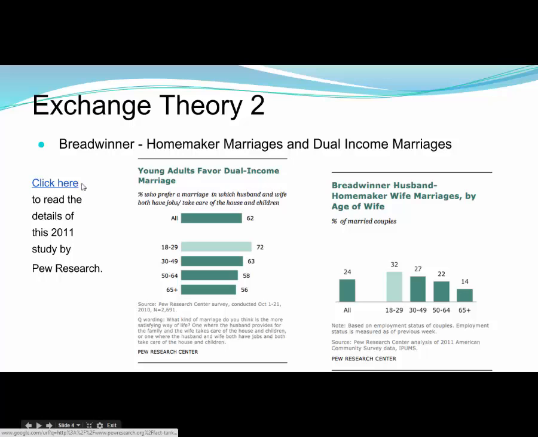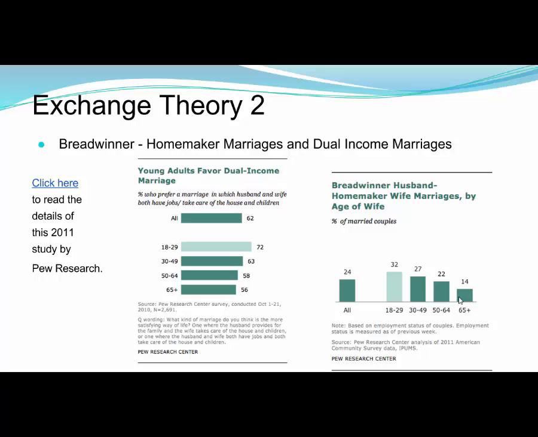Now, if you want to look more into this study I'm about to talk about, there's a place you can click here and go to the actual study. What this study shows is the difference between what people say they want and what people actually do. I thought I'd use this example since we're talking about breadwinner homemaker. Basically, while many young adults favor dual income marriages and seem to be more predisposed towards a more even exchange of income and homemaking duties, in reality, younger people are the ones who still choose the breadwinner, homemaker, wife marriages more so than people who are older.